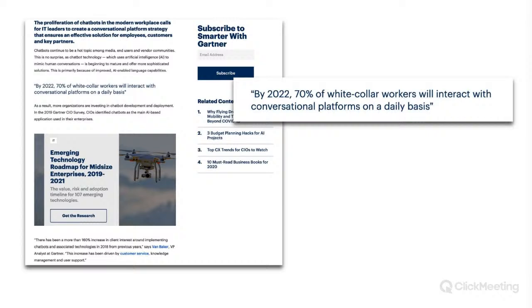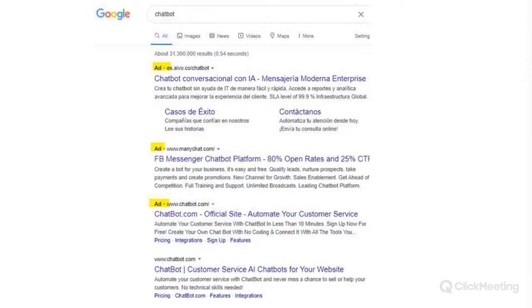So that gives us the indication that it's a technology that's here to stay. Also, if we check the Google search, and if I do a chatbot search in my Google, this applies at least for Uruguay. This is a screenshot from my search. The first three results that I get are ads. People that want to sell me chatbots or how to generate a chatbot.